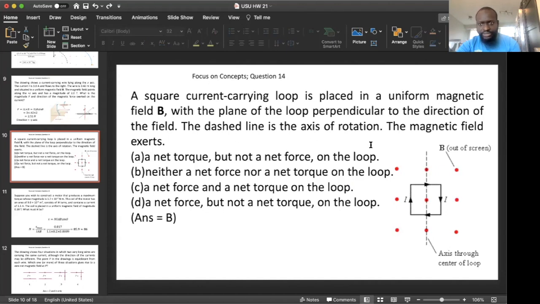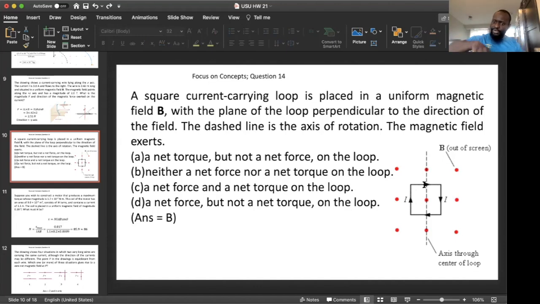So the magnetic field exerts what? Do we have a net force, a net torque, one of each, or both? That's the question. Here, if you go with the right-hand rule, you put your right hand like that, the current is going in your thumb. It goes out of the page on top, and it goes inside the page at the middle of the square. Okay?